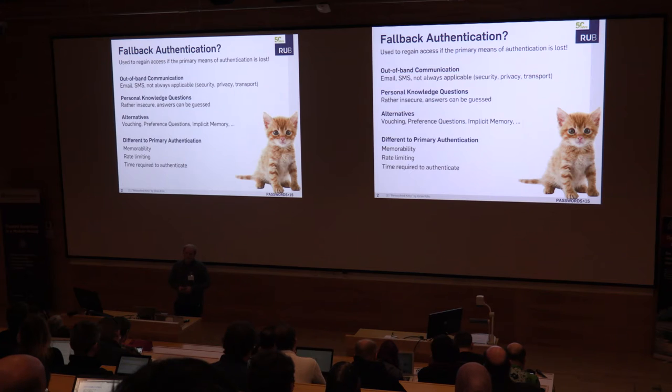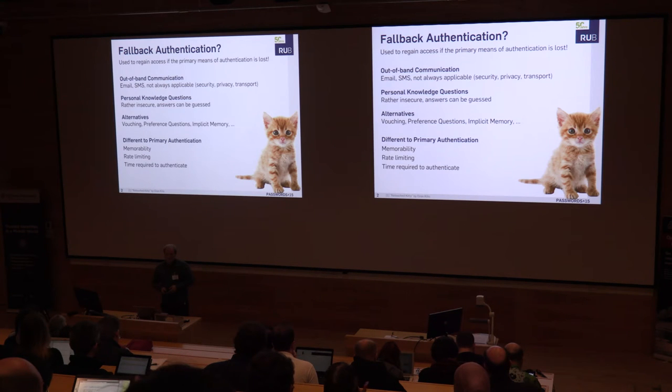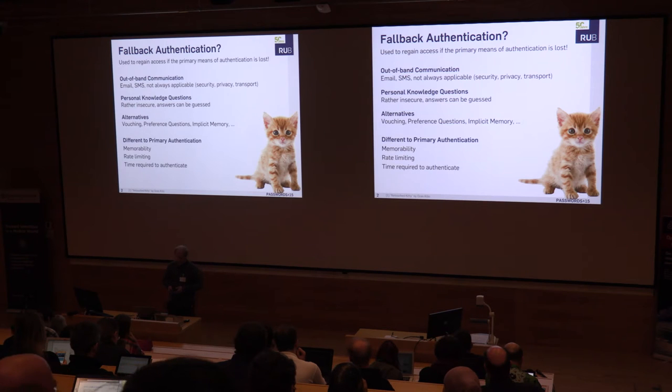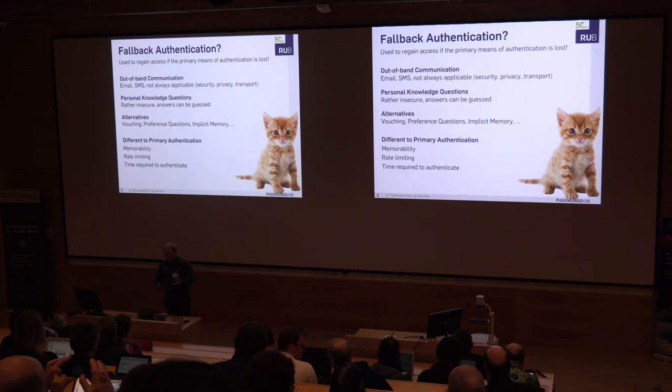Then there are those personal knowledge questions we want to hear about today. And it's already known that they're rather insecure because the answers can be guessed. And there, of course, are alternatives which should be more secure, like vouching systems, preference questions, and there are even implicit memory-based solutions. Fallback authentication is quite different to primary authentication in terms, for example, of memorability. They need to be longer or not memorable in the case of out-of-band communication. There's heavier rate limiting applied to it. And sometimes, in the case, for example, of trusted contacts, you even have to wait 24 hours before you can authenticate. So the time required to authenticate and the rate limiting is quite different to primary authentication.